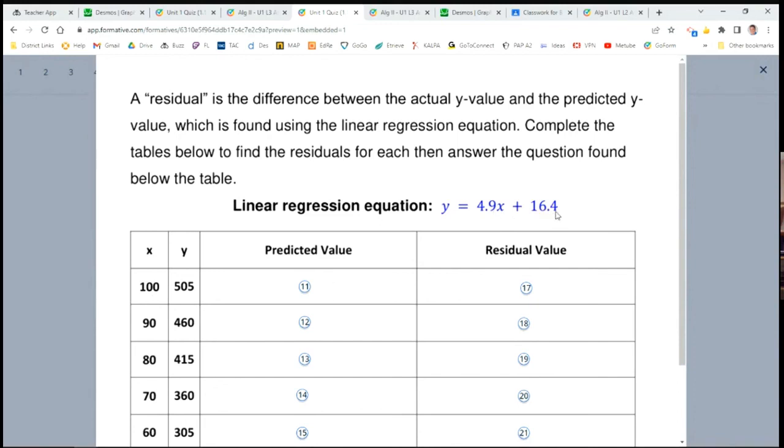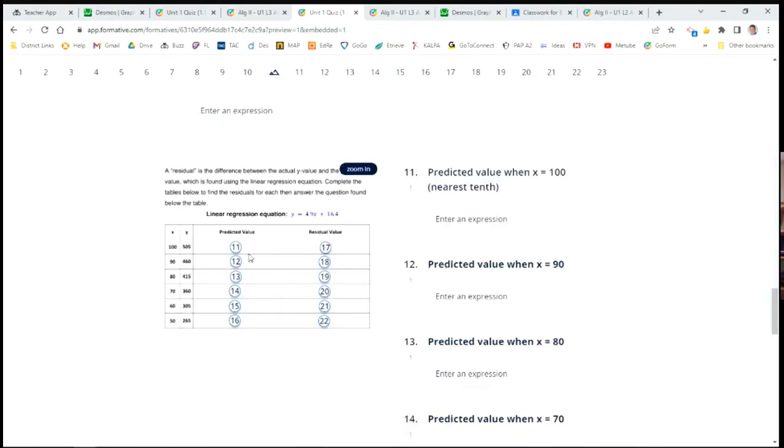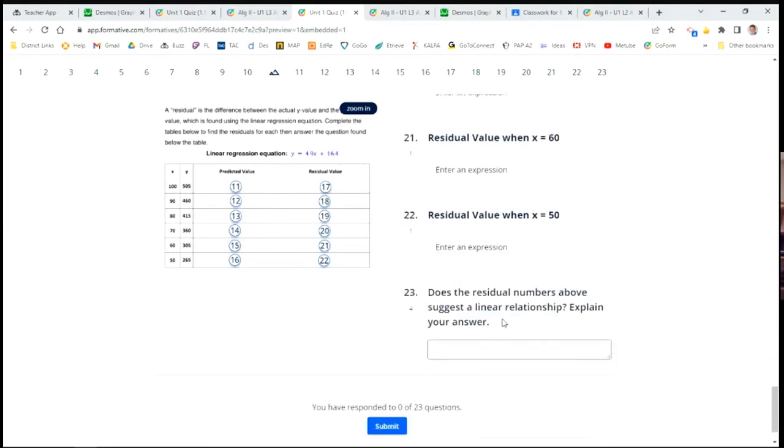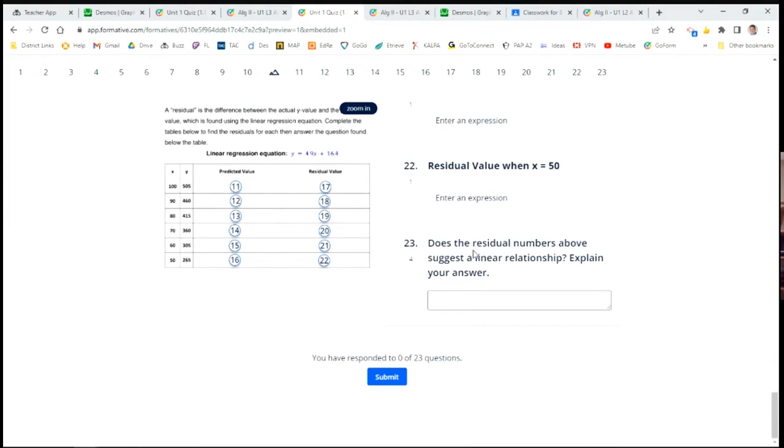And since this has tenths, your answer is going to have 1 decimal. It's going to be to the nearest tenth as well. So you'll do that for those 6 and then calculate the residual value. Again, I would make a table on paper so I can keep track of this and make sure I got the right numbers in the right places. Subtract actual minus predicted and give the residual value. So it gets down here, the residual value when x equals each of those. Then the last question is, do the residual numbers above suggest a linear relationship? If you look at those residual values, does that suggest it's linear?